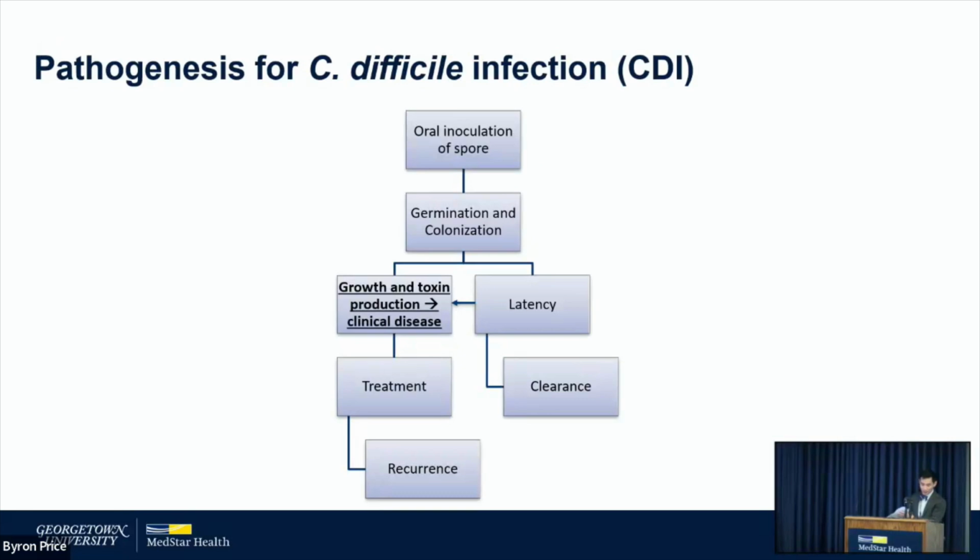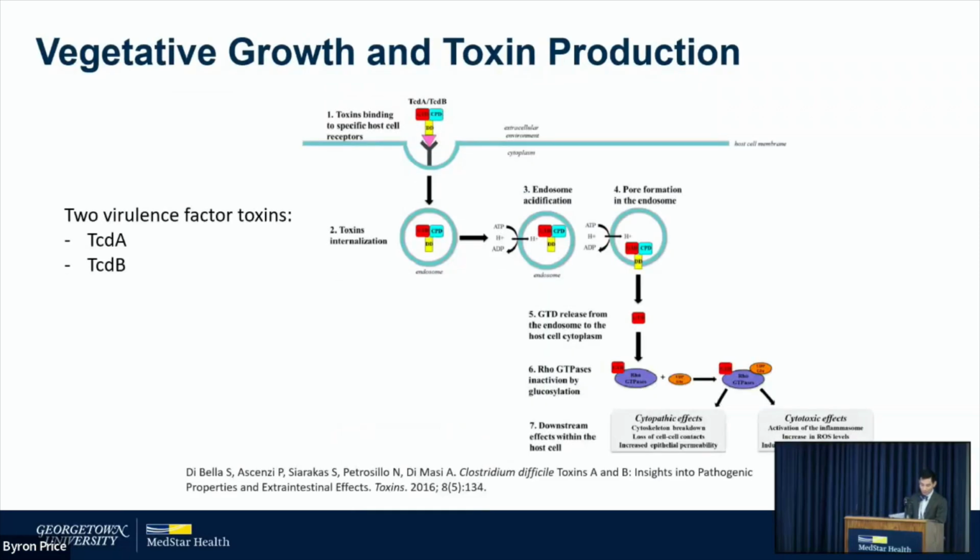Okay, so now going back to the flow chart, let's imagine we have germination and colonization. Again, it can go into latency or go into clinical disease, or it can go from latency to clinical disease from a stressor. But the key thing about clinical disease is that the clinical symptoms are related to toxin production. And there are two really well-documented toxins that mediate clinical disease. That's toxin A and toxin B.